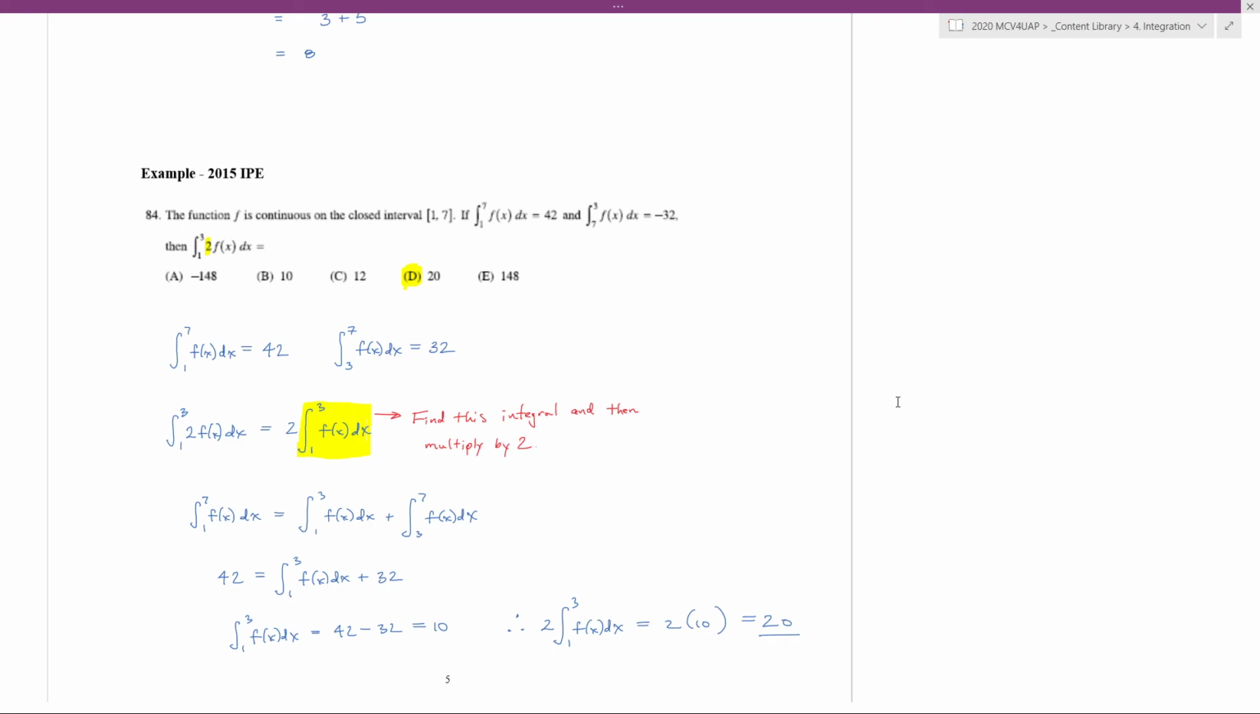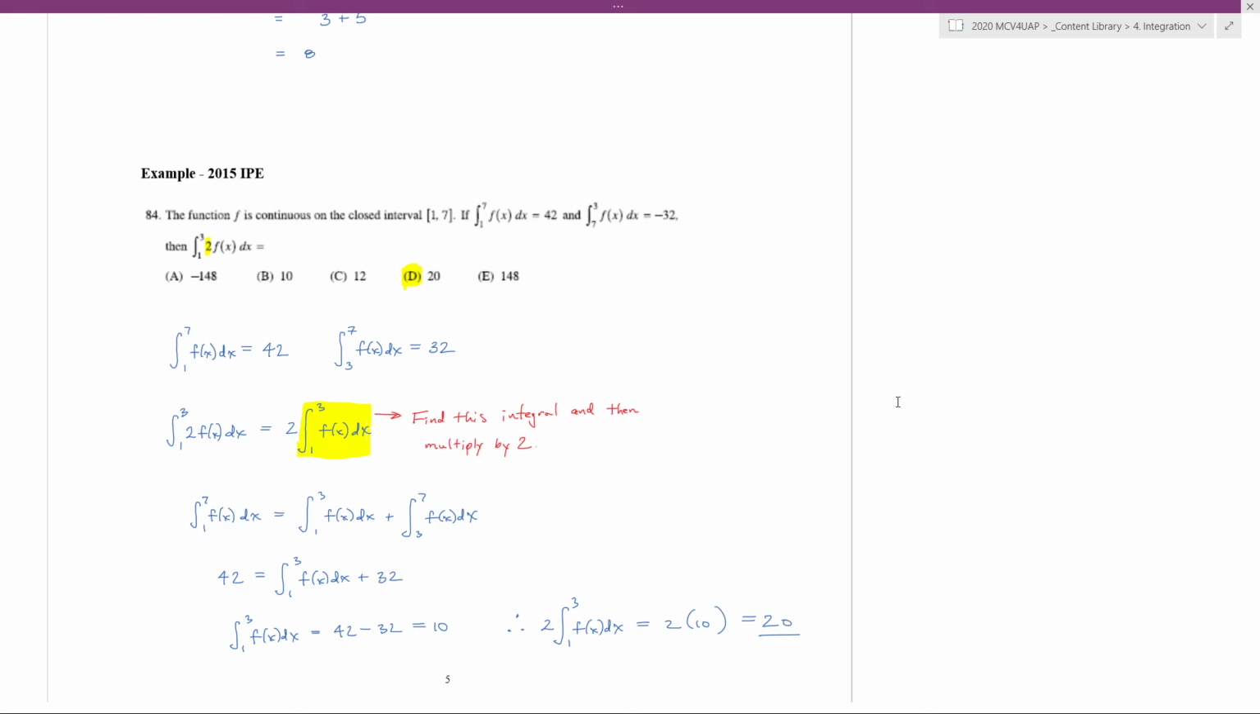The third piece they give us, it seems like they're throwing us a curveball. There's a 2 in the integrand. We're multiplying f of x by 2. So the way that we handle that is we take that 2 outside the integral sign. The integral from 1 to 3 of 2 times f of x dx is 2 times the integral from 1 to 3 of f of x dx. So basically what we're going to end up doing is finding that yellow highlighted integral and then multiplying it by 2.